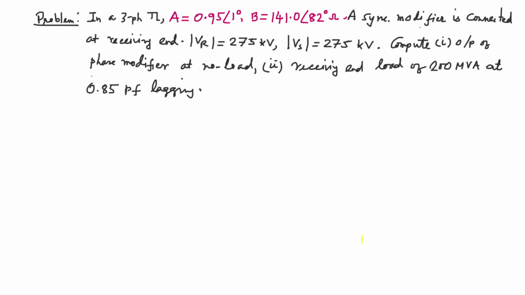We have a three-phase transmission line where A is equal to 0.95 at an angle of 1 degree and B is equal to 141 at an angle of 82 degree ohm. A synchronous phase modifier is connected at the receiving end so that the receiving end voltage is kept at 275 kilovolt at all the loads.